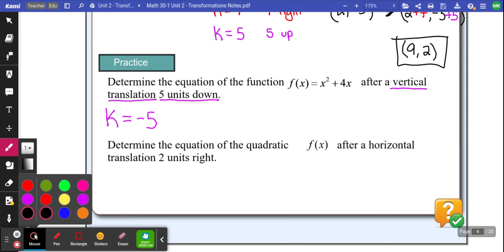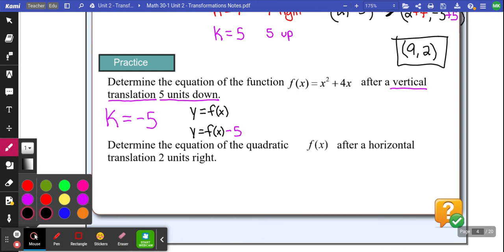Agreed? Perfect. That means you started with this. You started with f of x. Means I am now doing f of x minus 5. They want you to take the function, go down 5. When you're doing vertical changes, you just add it on to the end.